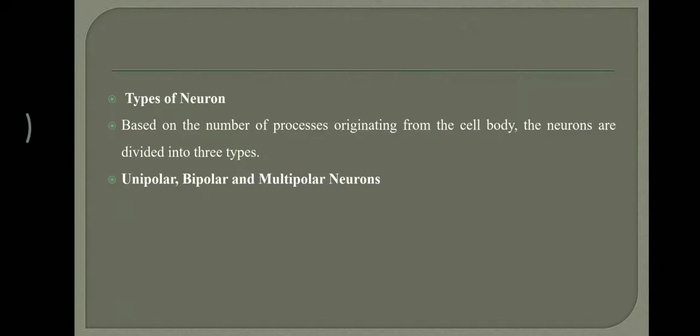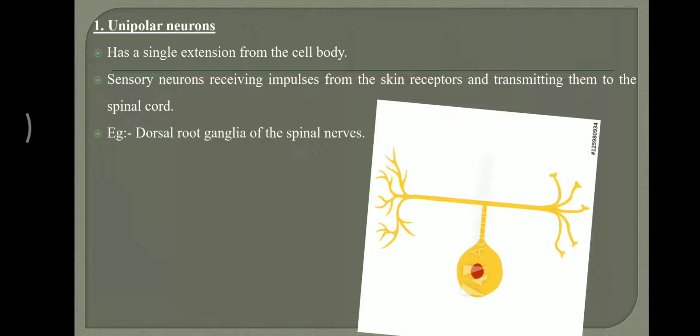You are very familiar with all these terms: unipolar, bipolar, and multipolar neurons. First one is unipolar neurons. What do you mean by unipolar neuron? Unipolar neuron means it has a single extension. The neuron which has only a single extension from the cell body is called unipolar neuron. Example for unipolar neuron: dorsal root ganglia of the spinal nerve.